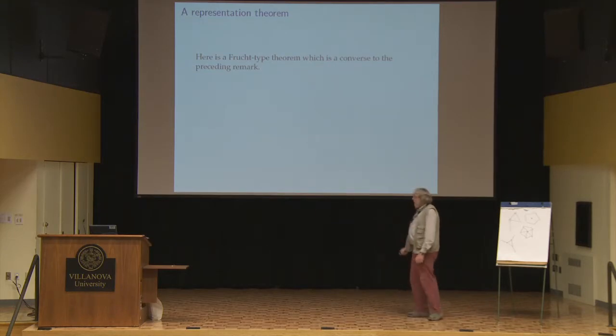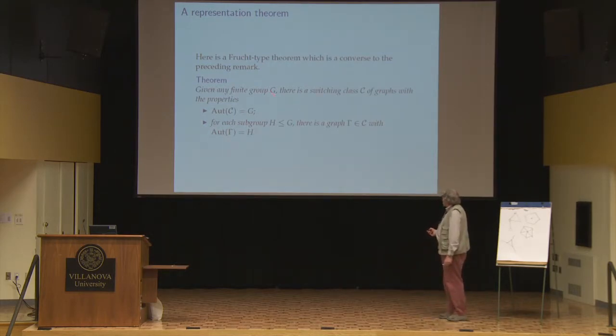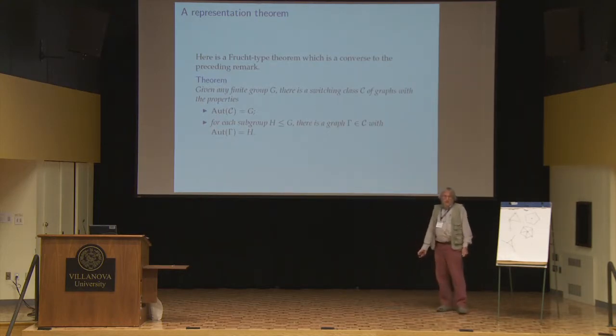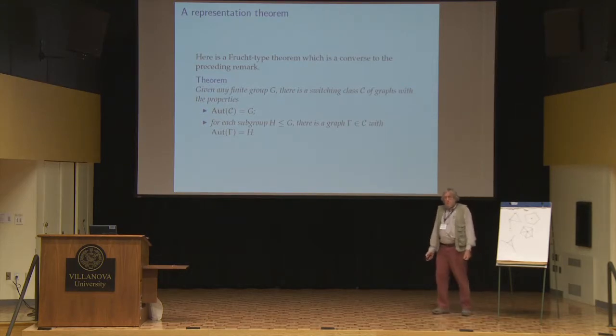And just one interesting little thing here. This has been known for a while. Every group is the automorphism group of some graph. But here's a refinement of Frucht's theorem. Given any finite group G, there is a switching class of graphs with the properties that the automorphism group of the switching class is G. That means the automorphism groups of the graphs in the switching class are subgroups. Every subgroup of G is the automorphism group of some graph in the switching class. And every subgroup of G includes G itself. So in fact, there is a graph in the switching class in this case that admits the whole of G. So you can simultaneously represent a group and all of its subgroups as the automorphism groups of the graphs in a switching class.